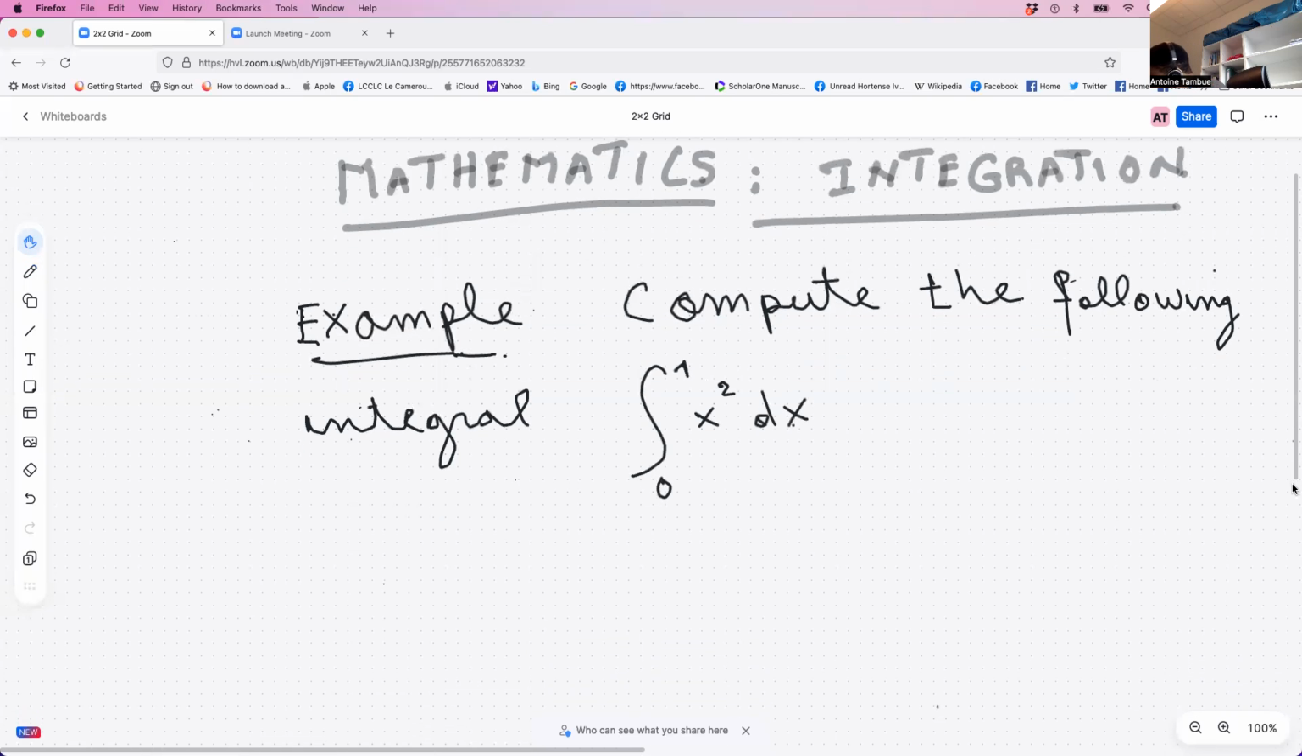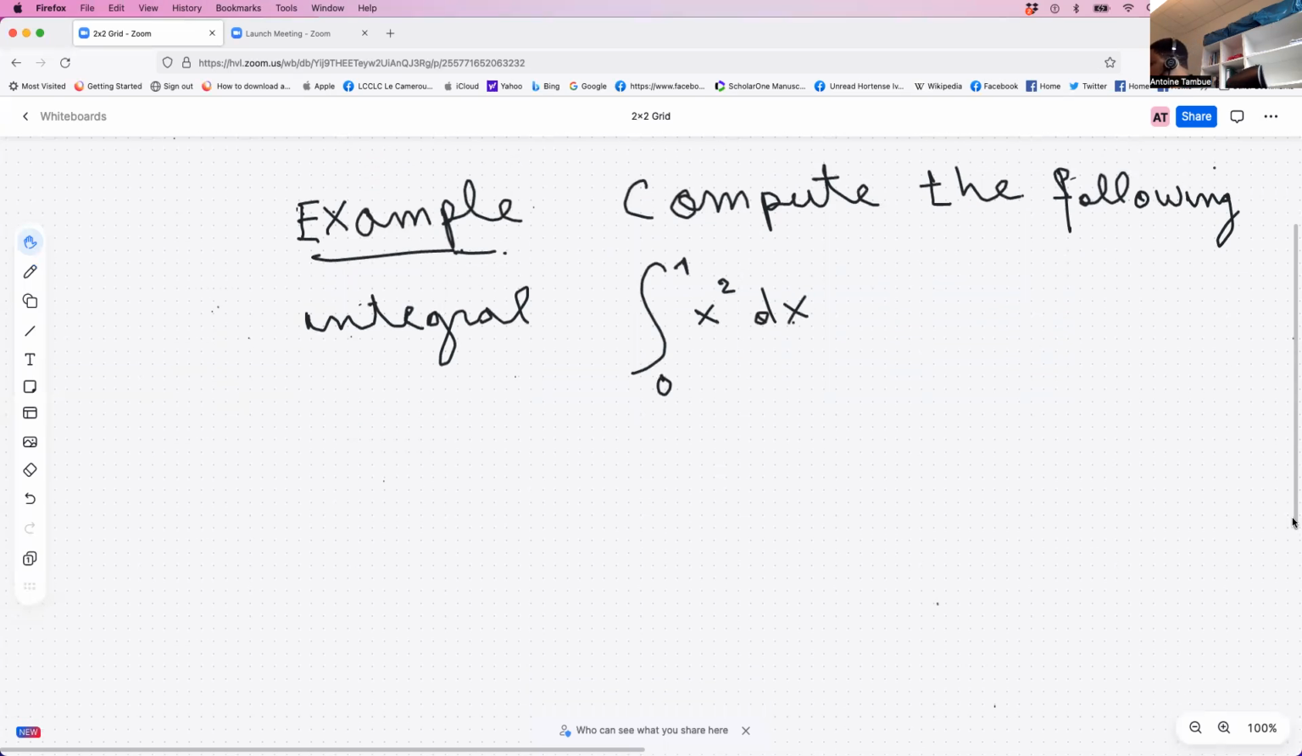Need to scroll down a bit. So our goal here is to compute the integral from 0 to 1 of x squared dx. So let us provide the solution. As you all know, computing the integral needs us to compute first the antiderivative. So our first step should normally be to find the antiderivative of the function x squared.